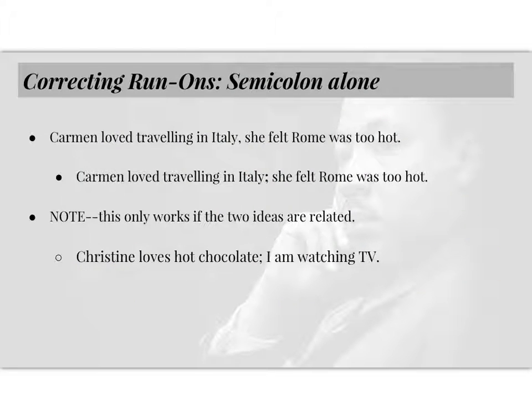The first way is to use a semicolon by itself. An important note here though, a semicolon by itself only works if the two ideas are related. So if we look at our original sentence right here at the top, Carmen loved traveling in Italy, comma, she felt Rome was too hot. This is a comma splice. And if you're not sure, you can do the yes-no question or the tag question. Did Carmen love traveling in Italy? There's one idea. Did she feel Rome was too hot? There's 2 ideas. 2 ideas, 2 sentences, a comma is not enough.